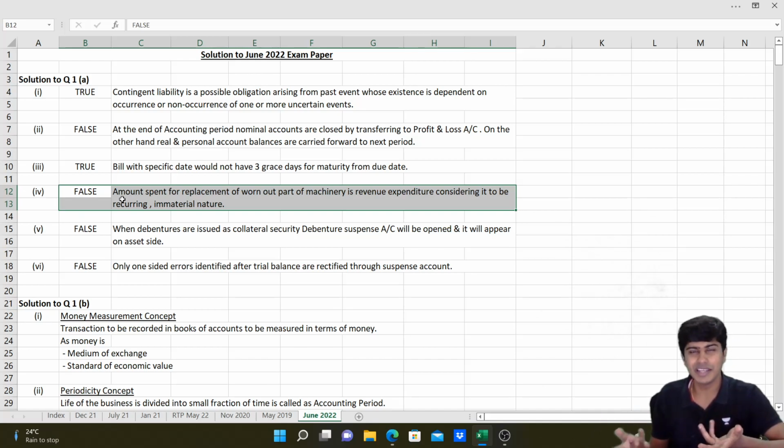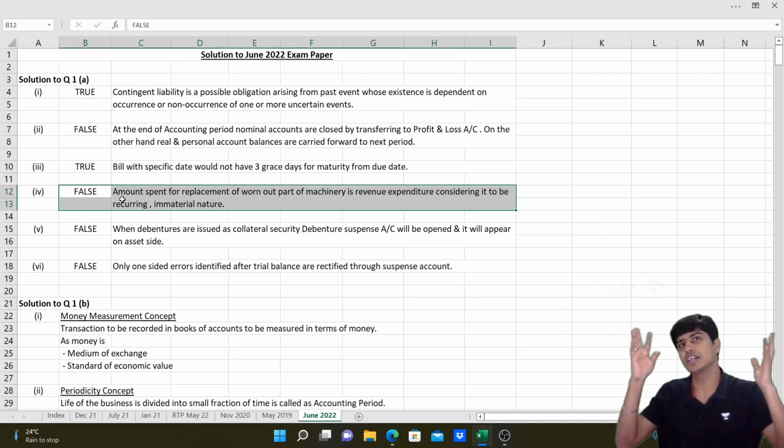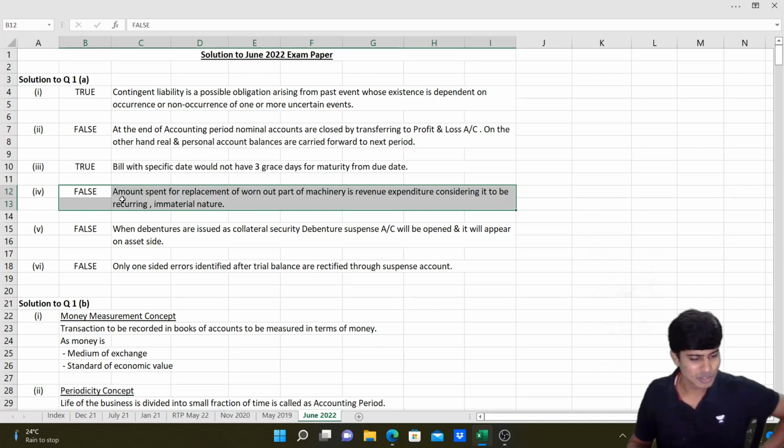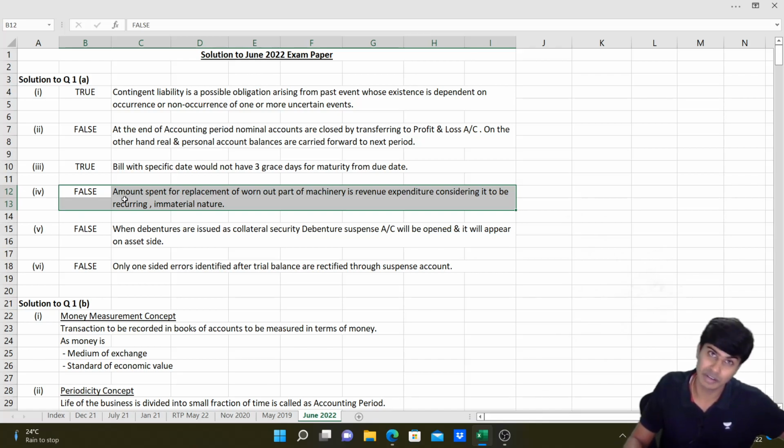So it is immaterial, it is recurring, and the purpose is not to serve for a long time. Like I buy the bike, I change the brake shoes. My son, my grandson also will use the same brake shoes? No, that is not going to happen. So nature of the item is not long term. The purpose is not long term, and the expenditure is recurring in nature, and the money spent is also immaterial. And that is the reason, my friends, we call it revenue expenditure.